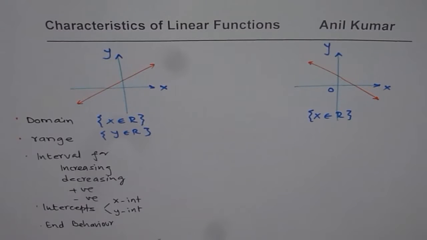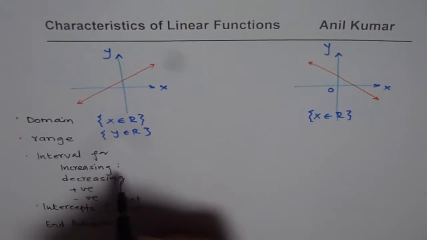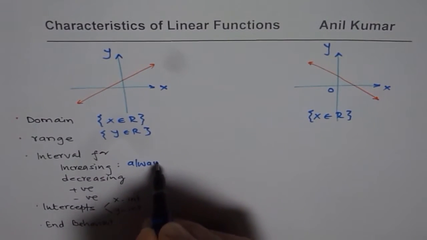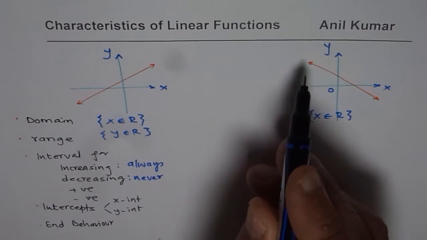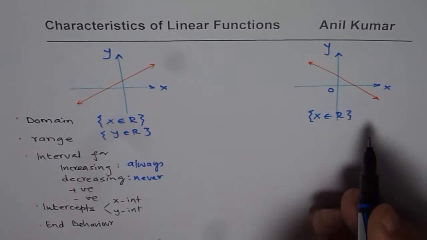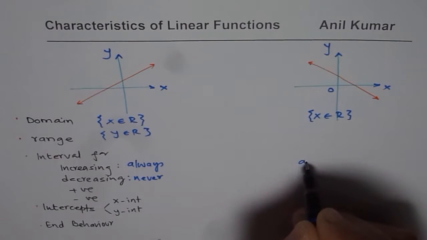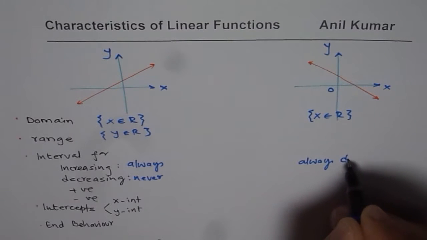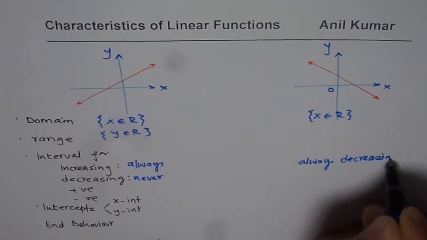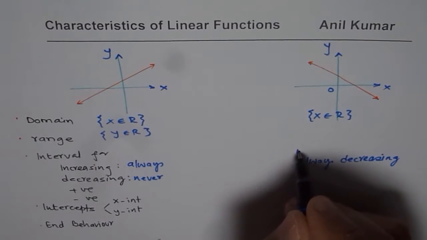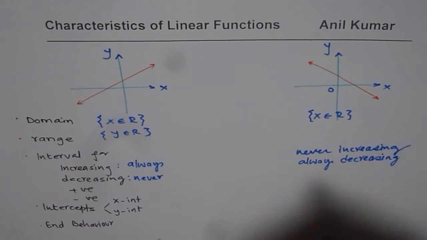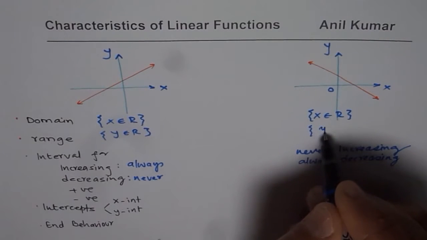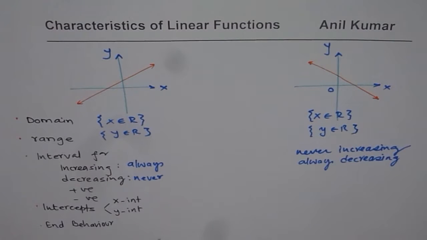Now what we notice here is the interval for increasing is always increasing, right? So in this particular case it is always increasing, and never decreasing. But if the line is slanting downwards, in that case it is always decreasing. Do you see that? And it is never increasing, right? So let me write never increasing. Okay, as far as domain and range are concerned, both belong to the real numbers.